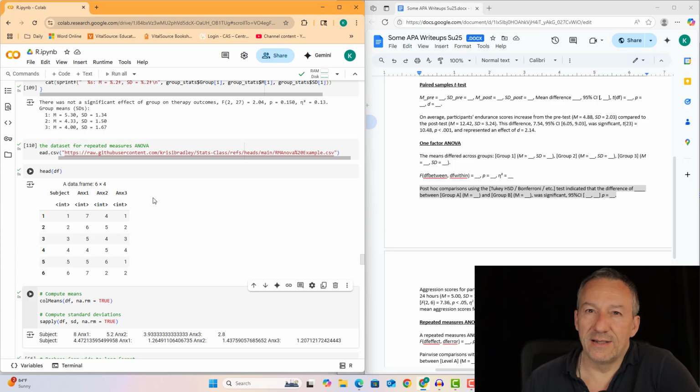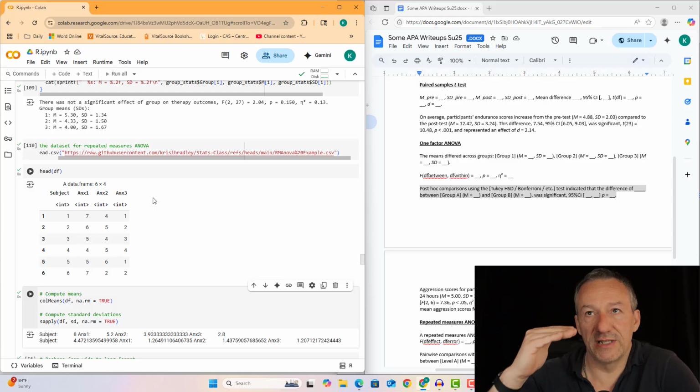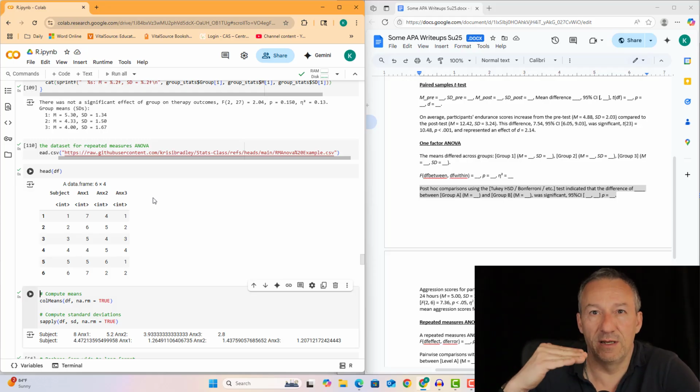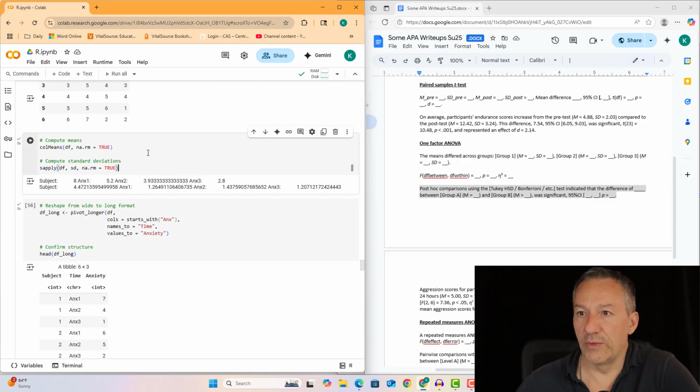R doesn't like it like that. So what we need to do is change how it is, and we need to put each participant's DVs in a unique row instead of in a unique column. Before we do that, we can get the mean and standard deviation, just like with the other ones. We see that anxiety 1 is 5.2, anxiety 2 is 3.9, and then anxiety 3 right there, 2.8.